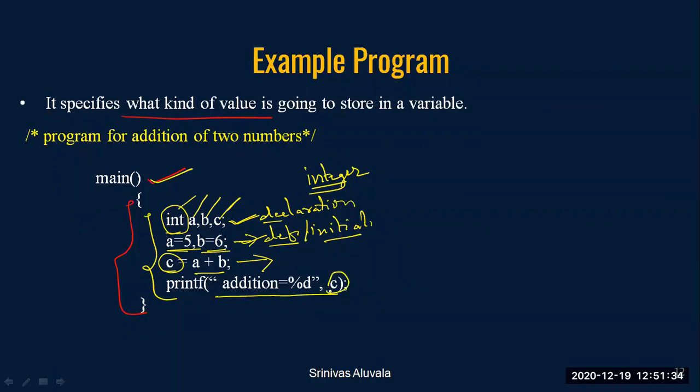And when you look at this output, immediately you need to get it. Whatever I write in between inverted commas will be given as an output. But I wrote something different here, percentage D.